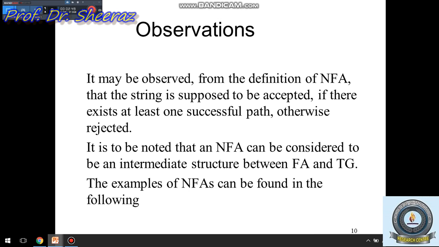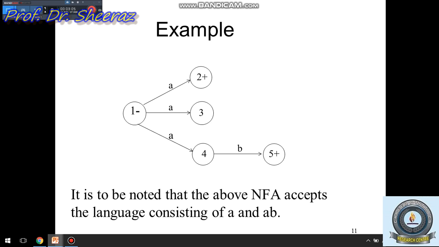It may be observed from the definition of NFA that a string is accepted if there exists at least one successful path, and otherwise rejected. Also, an NFA can be considered to be an intermediate structure between FA and transition graph. The examples can be found in the following. Now this is an example.